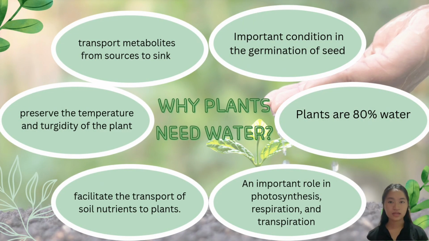So why exactly do plants need water? First, it's a key condition in the germination of seeds. Without water, seeds simply won't sprout. Also, plants themselves are made up of 80% water. Water plays an important role in photosynthesis, respiration, and transpiration. It also helps to transport nutrients from the soil, keep the plant's temperature balanced, and maintain turgidity, which is the firmness of plant cells. And lastly, it assists in moving important compounds from sources to sinks within the plant.